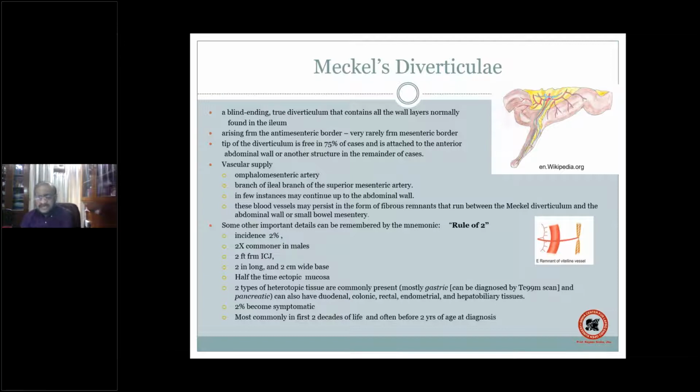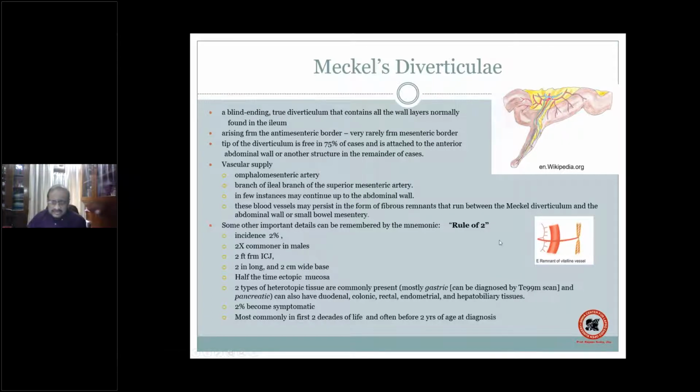The vascular supply is from, as I said earlier, the omphalomesenteric artery, which is a branch of the ileal artery, which in turn is a branch of the superior mesenteric artery. So the superior mesenteric artery gives rise to the ileal branch, and from the ileal branch you get the omphalomesenteric artery. In a few instances, it may continue up to the abdominal wall, like this. It goes up to the abdominal wall, supplying the supraumbilical part of the abdominal wall.